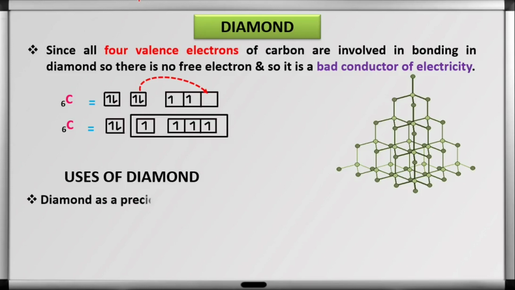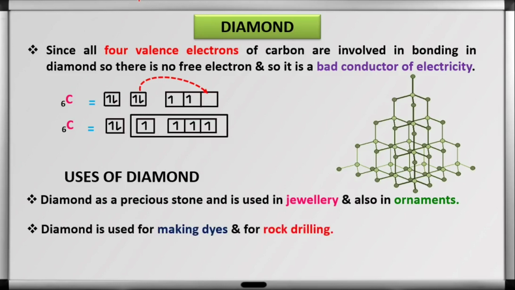Now see the uses. Diamond is a precious stone and used in the jewelry, also in the ornaments. Diamond used for making dyes and for the rock drilling साठी सुद्धा आपण त्याचा यूज करतो, रॉक ड्रिल करण्यासाठी. And then the use in the manufacture of electric bulbs सुद्धा आपण मॅन्युफॅक्चर करण्यासाठी त्याचा यूज करतो. So these are the important points of diamond.